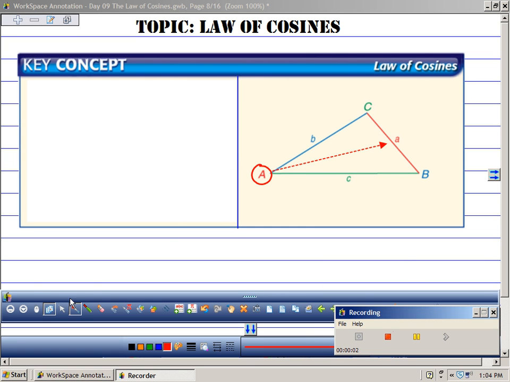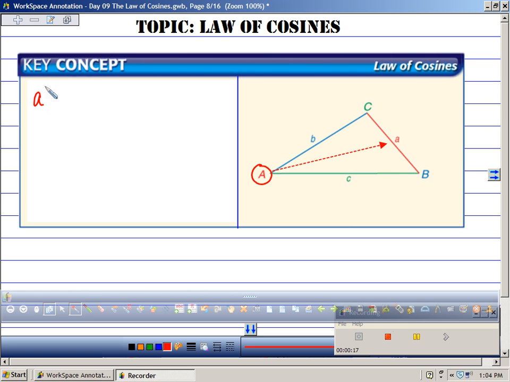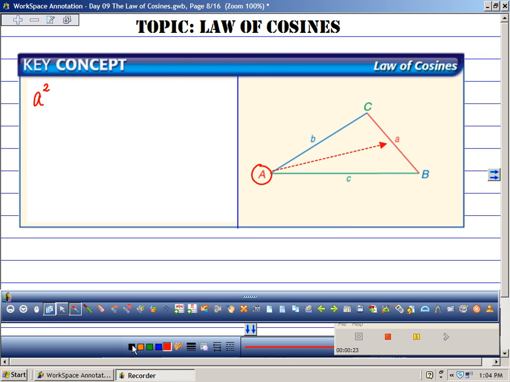All right, so let's talk about the law of cosines. If I'm trying to find A, let's talk about how A is related to the rest of this triangle. All right, so here's the formula. First I'm going to put little a, and I'm going to square it. Little a stands for the side of this triangle.